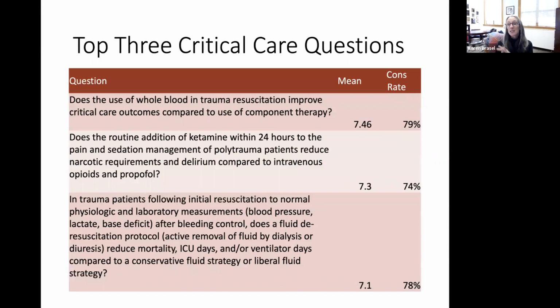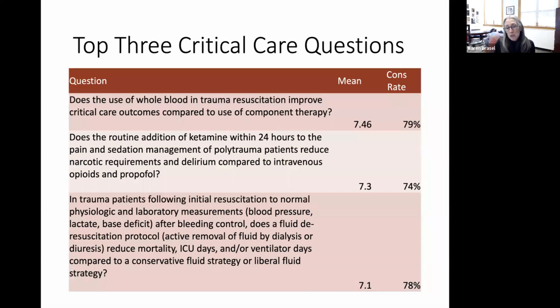The top 3 specific questions: does the use of whole blood improve outcomes compared to the use of component therapy? That was above and beyond the highest rated, both from a consensus standpoint and when you look at the mean score. And so that touches on the hypovolemic shock question.